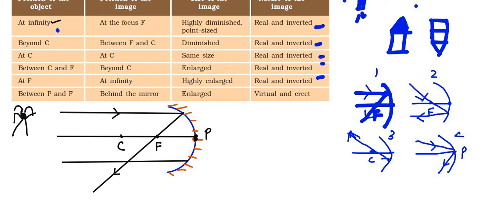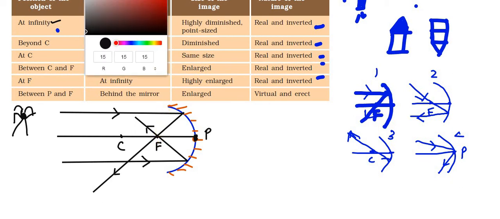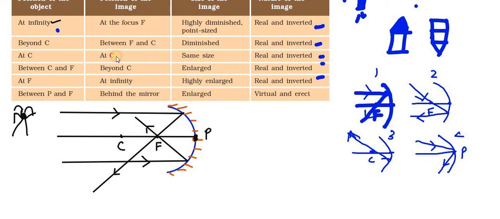Two rays are enough. If you want, you can draw more than two rays, but two rays are enough. Then it will pass through this point. Where the two reflected lines meet, on that point the image is formed. See here, the two lines are meeting at the point F, that is at the focus. Therefore the image is formed at this point.